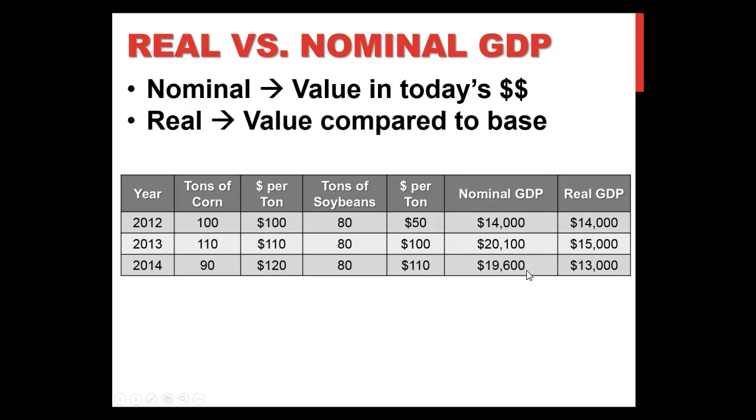So again, the real GDP is important because it looked like, in nominal terms, as if we were bigger in 2014 than we were in 2012. But in real terms, we're actually smaller. The economy's gotten a lot worse than we may have realized. And the reason why is because now we're producing fewer items. We're only producing 90 tons of corn instead of 100. And the only reason the nominal GDP was higher was because the prices kept going up.